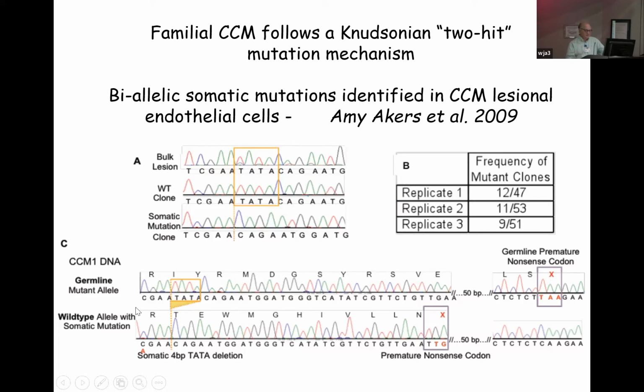What Amy was able to show in this picture was that this was biallelic. In other words, the germline mutation this patient happened to have is the common Hispanic mutation. There it is right there. And on the opposite allele is the four base deletion. So you've knocked out both copies in some cells. What cells, you might ask, and that's what she showed next.